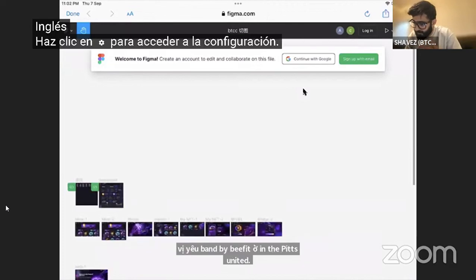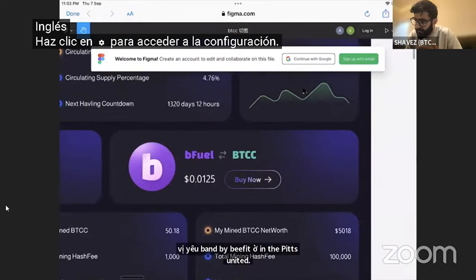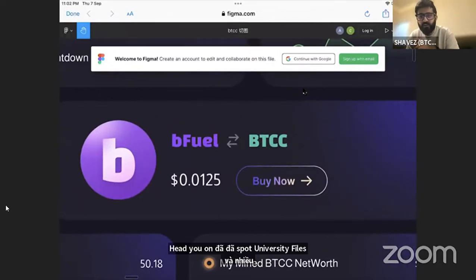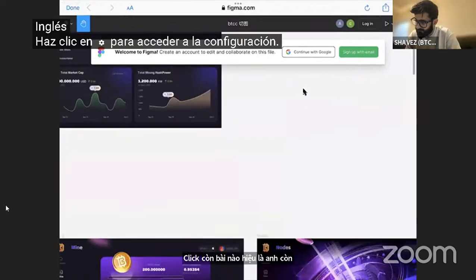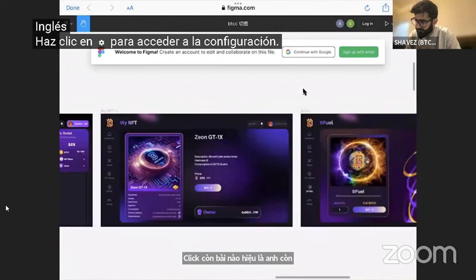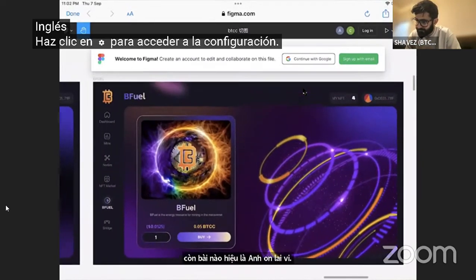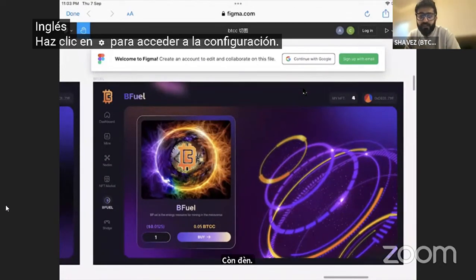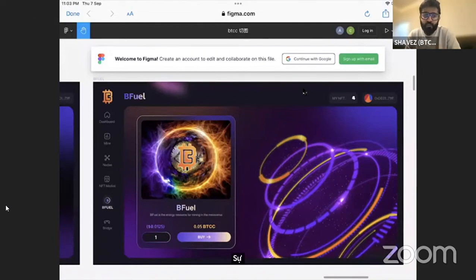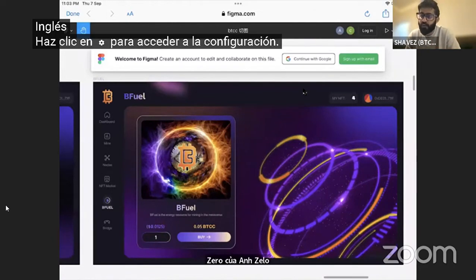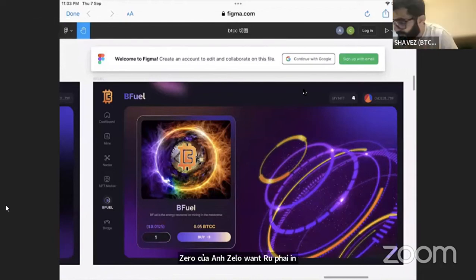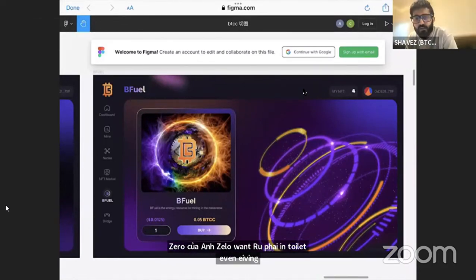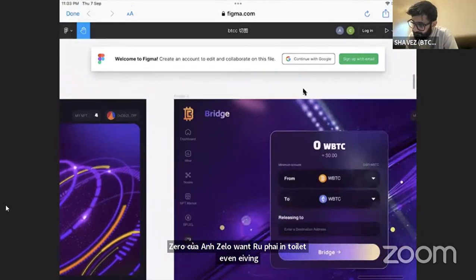In the page, if you remember, okay, let me bring that. Here on the dashboard, you remember B fuel. When you click on buy now, you land on that page. This is the B fuel. And the B fuel's price will be the same, 0.0125 in dollars. It will always be the same, right? And this will build our liquidity of wrapped Bitcoin.